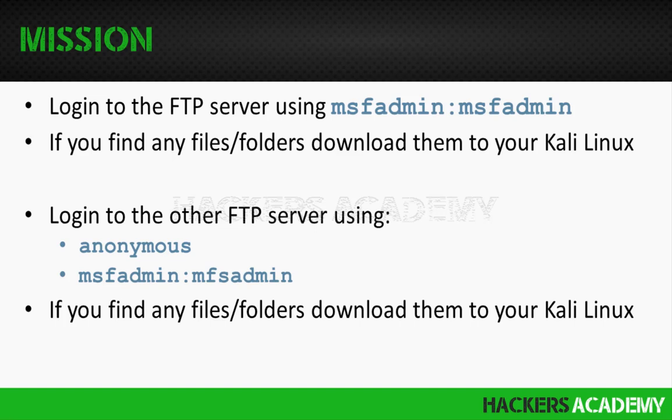Once you're done with this FTP server on port 21, there's another FTP server running on another port. Do the same thing. Try to connect to that FTP server. And again, try anonymous user. If that does not work, try the msfadmin user. And once you're logged in, if you actually manage to log in, see if there are any files or folders that you might find useful and figure out a way to download those as well. Once you're done, let's move on to the next video.